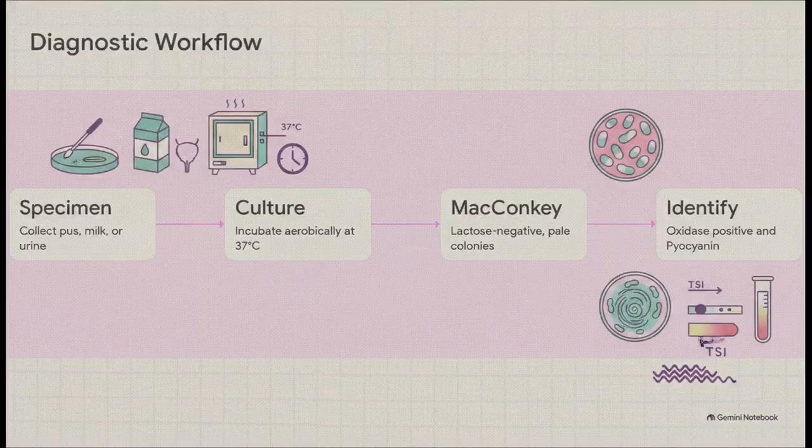Diagnosing this in the lab follows a pretty straightforward workflow. You take your clinical specimen, maybe it's pus, mastitic milk, or a midstream urine catch, and culture it at 37 degrees Celsius. On MacConkey agar, it forms these pale, lactose-negative colonies. Your ultimate definitive identification relies on checking off a few boxes. It needs to be oxidase positive, have an unchanged triple sugar iron agar, emit that distinct grape-like odor, and, of course, display our specific blue-green friend, pyocyanin.